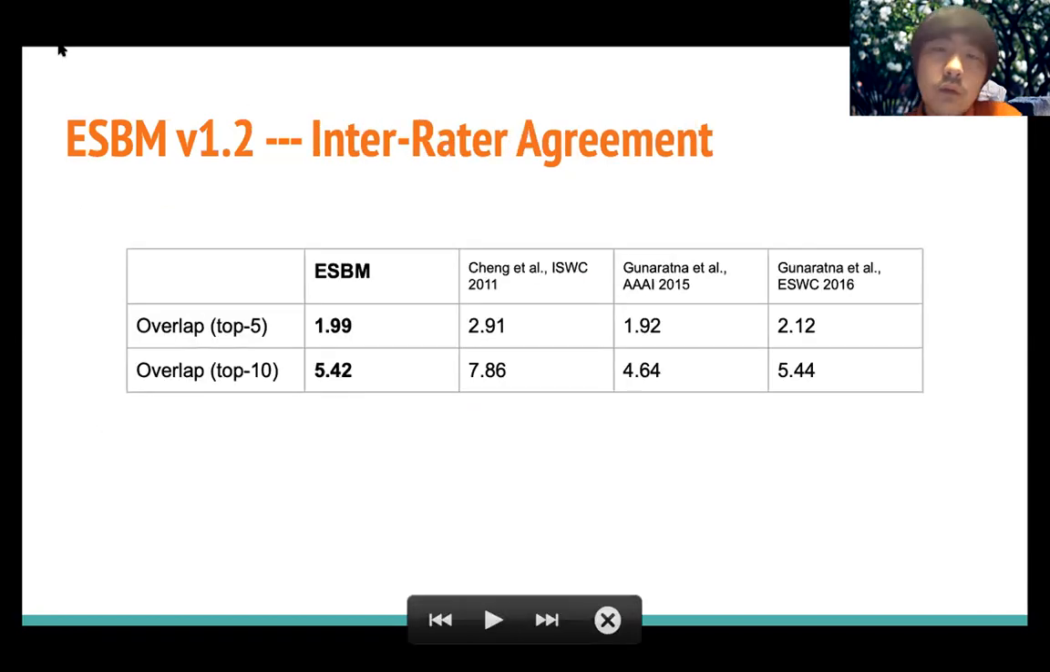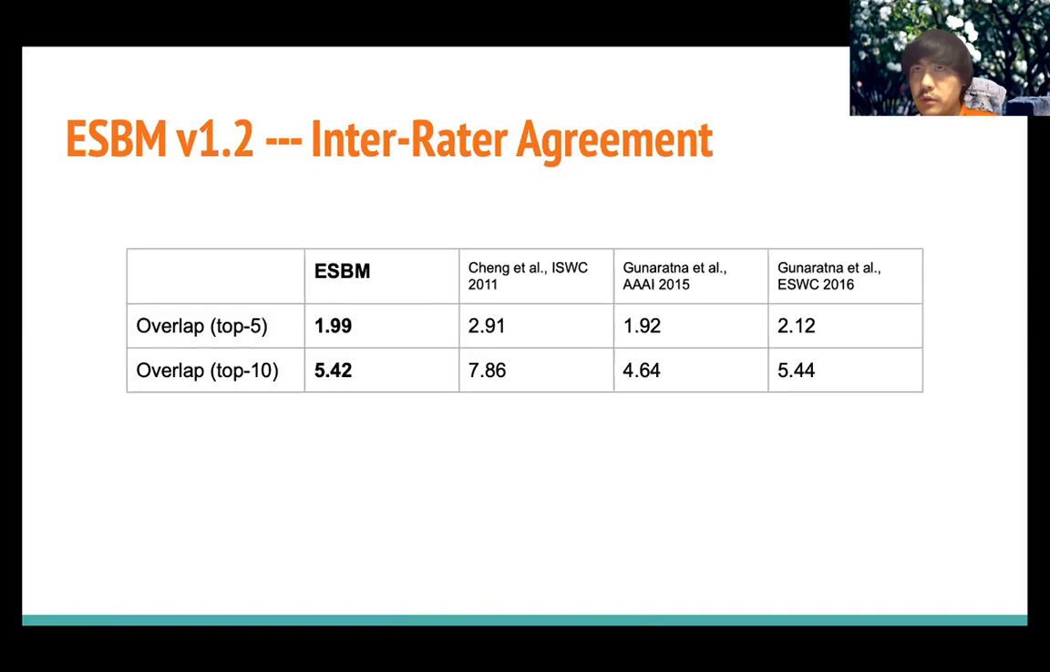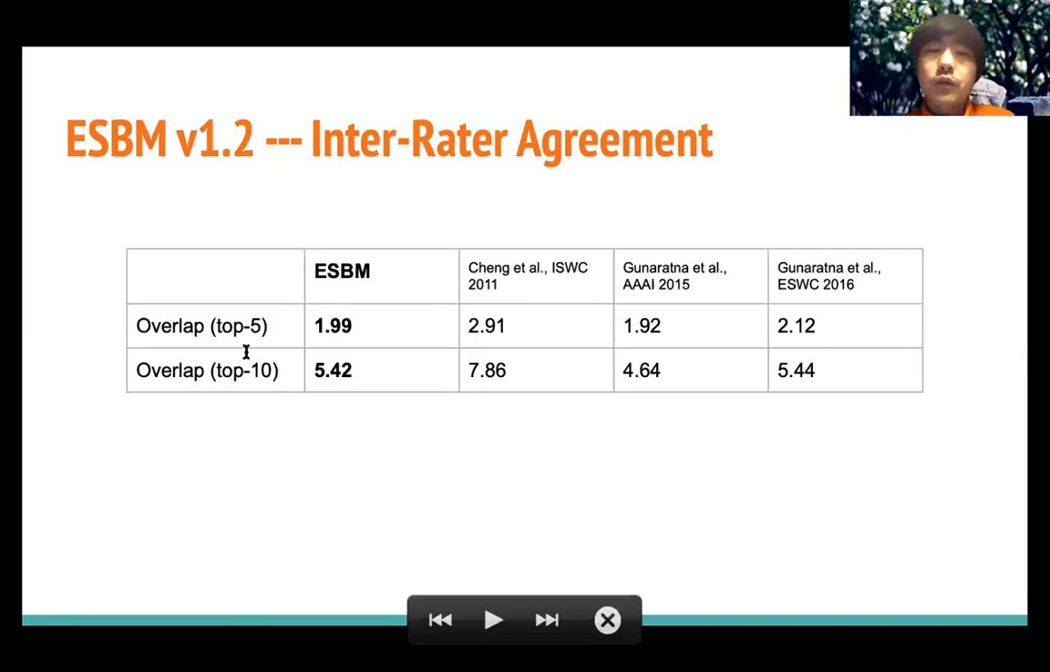Actually, we measured the inter-rater agreement between human participants. If we consider top 5 triples, then for 2 ground truth summaries, their overlap is approximately 2 triples. So out of 5 triples, 2 triples are the same, considered by different human experts. If we consider top 10 triples, then about 5 triples, about half of the triples, are the same.